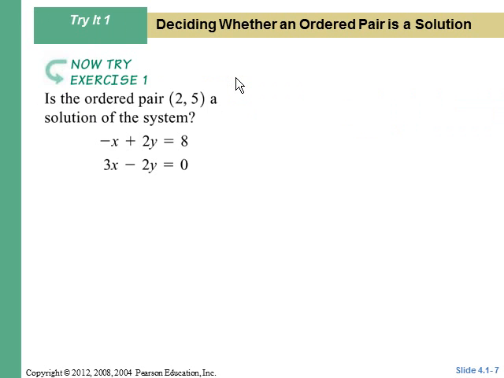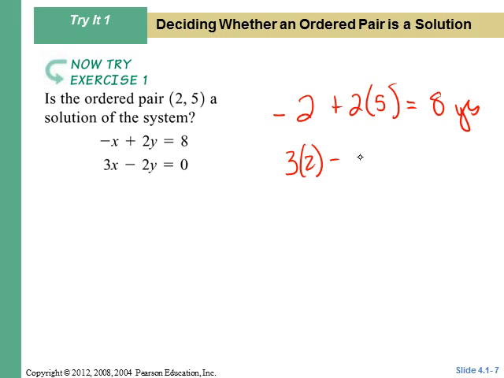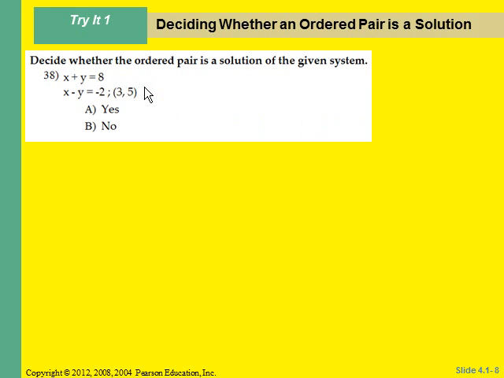You do this one. Okay, so for the first equation, negative 2 plus 2 times 5, do you get 8? Yes. That's 10 minus 2 is 8. How about for the second one? 3 times 2 minus 2 times 5, do you get 0? No. So this is not a solution to the system of equations.